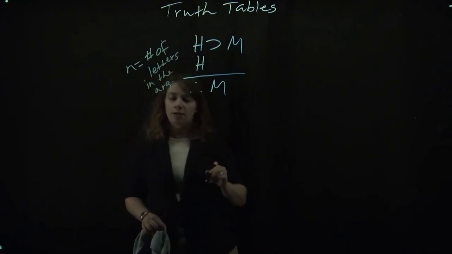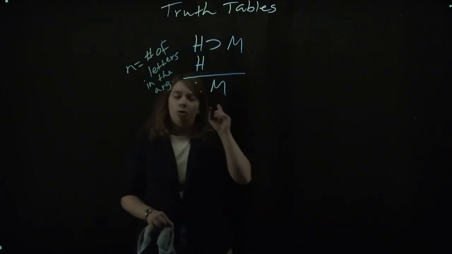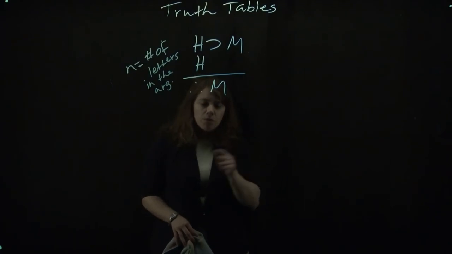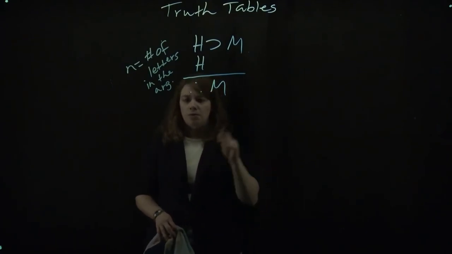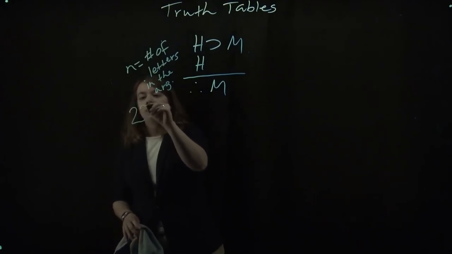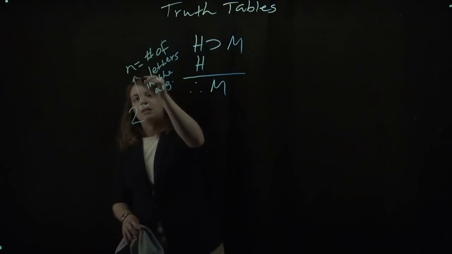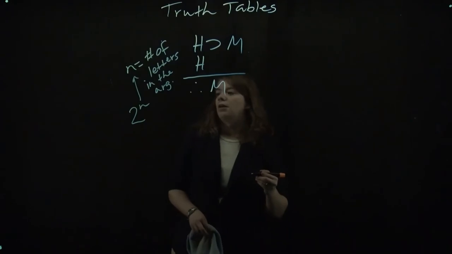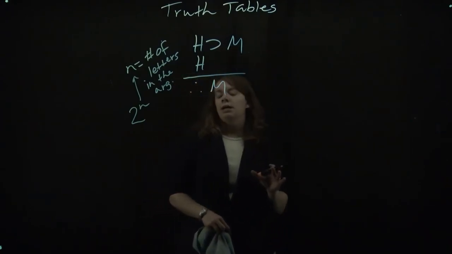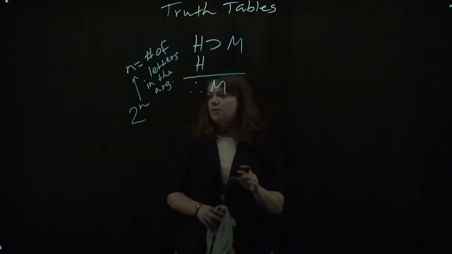That's a mistake on the part of the book. The formula that you need to use in order to determine the number of rows that are going to be on your truth table, the number of different combinations, is you need to take 2 to the nth power, where n is equal, again, to the number of letters in the argument. All right, so we can see here that we have 2 letters in this whole argument, so we're going to have 4 rows here.